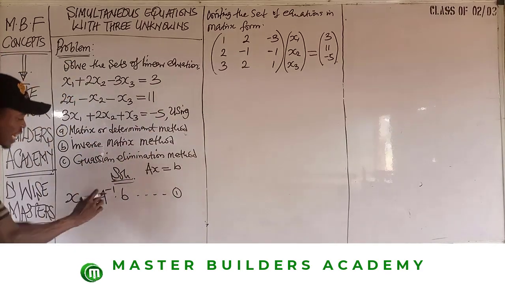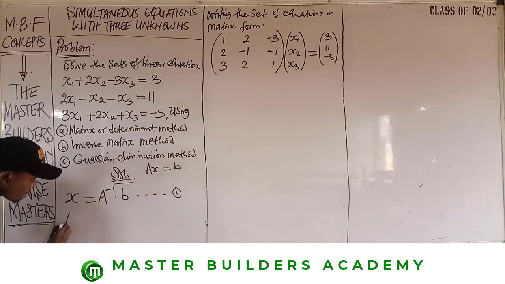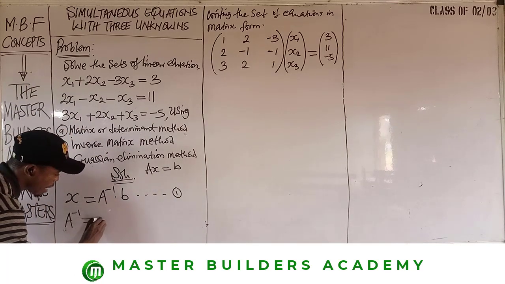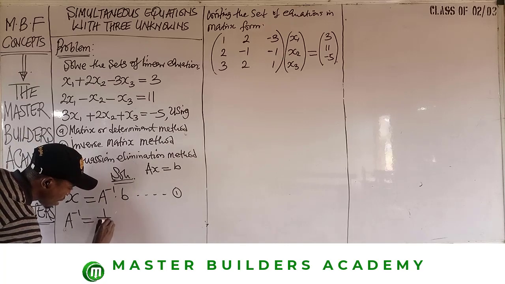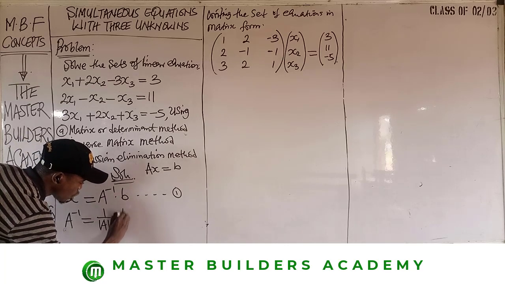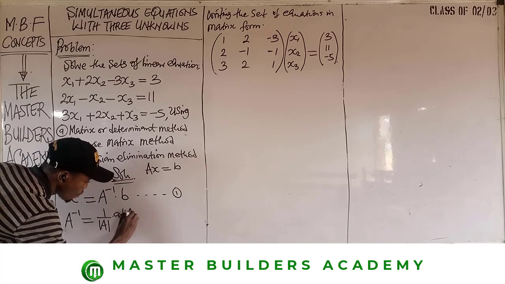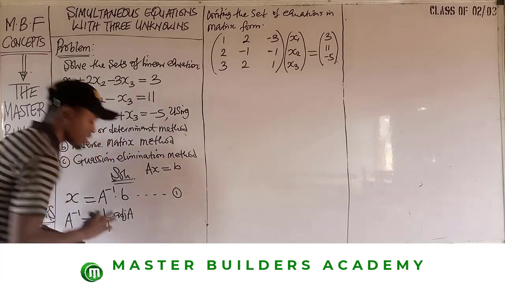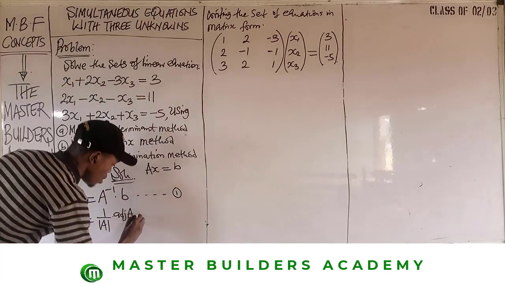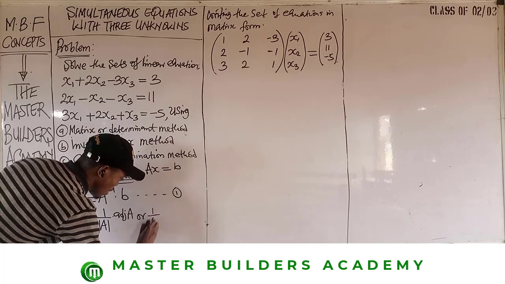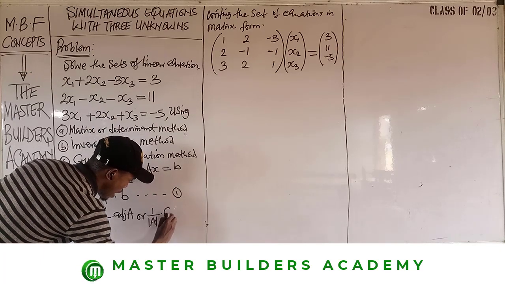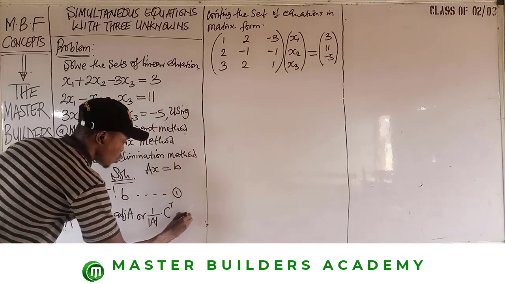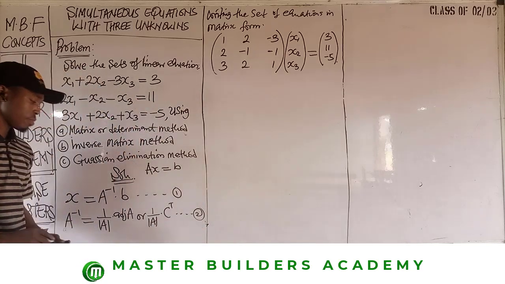So again, to find this A inverse, we'll be able to find this inverse of matrix A by having 1 over the modulus of A multiplied by the adjoint of A, or you can call it the transpose. Or 1 over this multiplied by C transpose. This we will call equation 2.